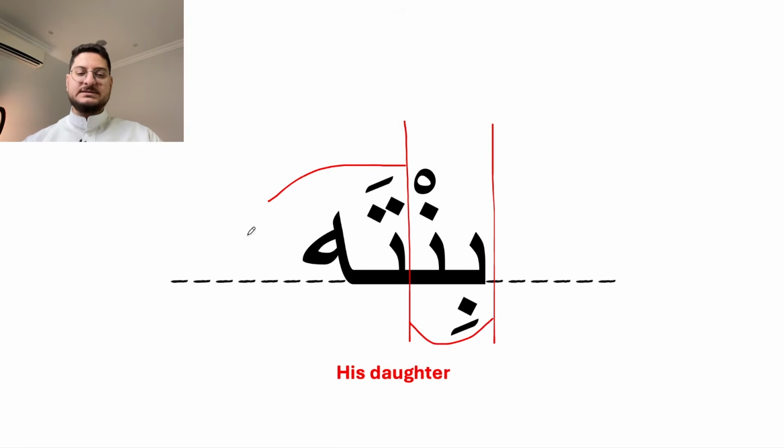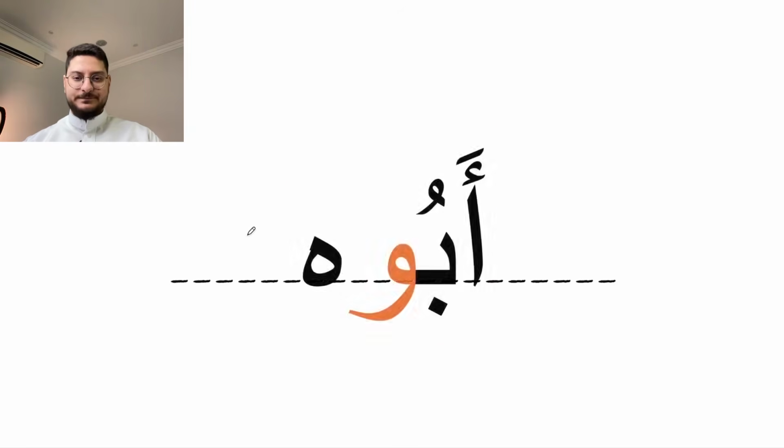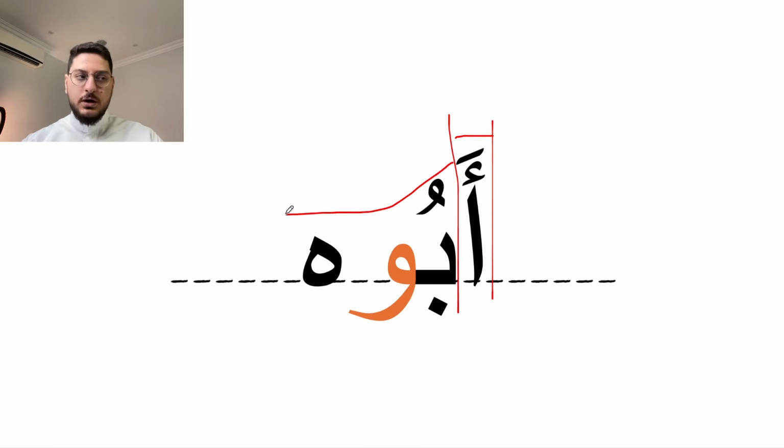And bintah means his daughter, bintah. Let's look at this one. I see a syllable starting here, and I see another syllable starting there. The first syllable is a, the second syllable is boo. Again, we have the at the end, and abu means his father.